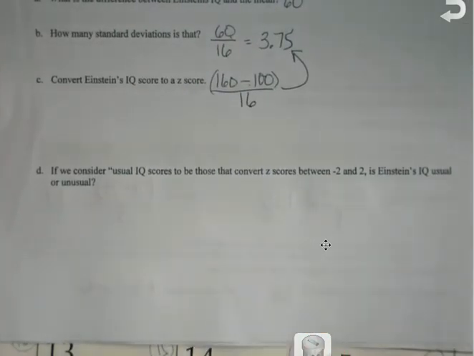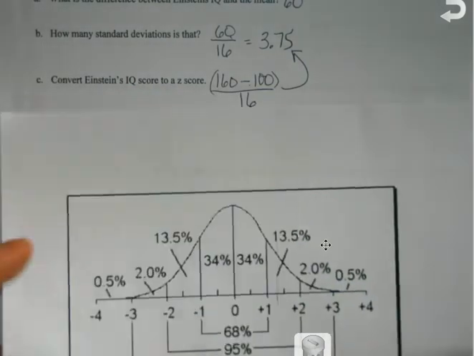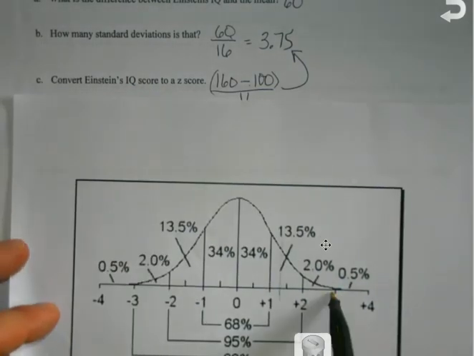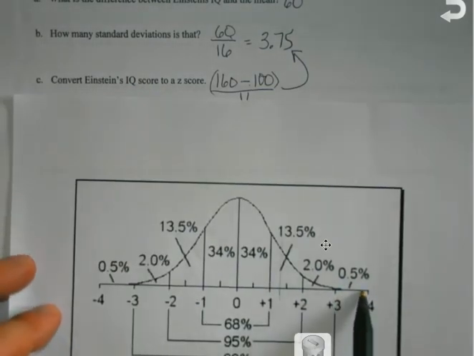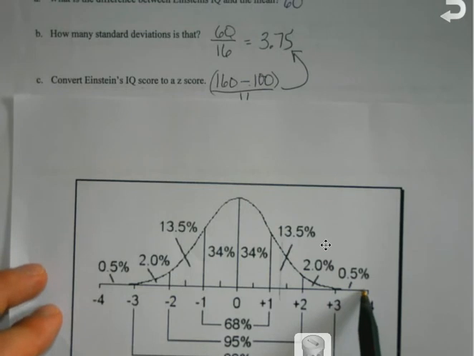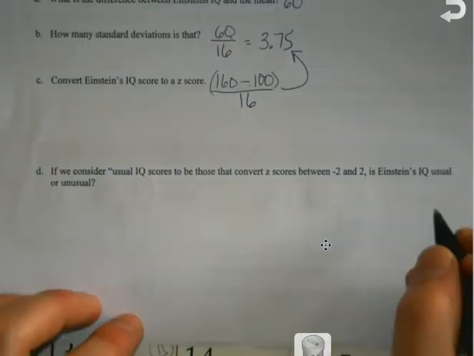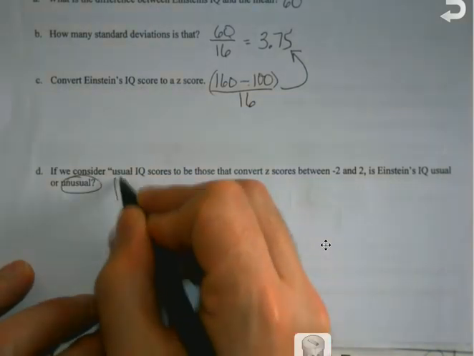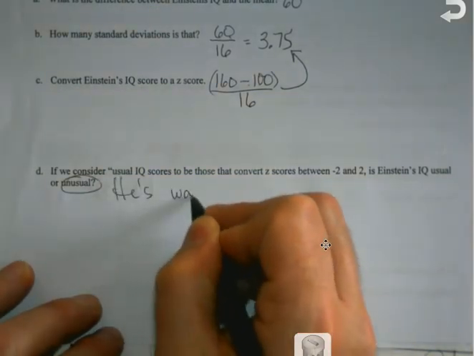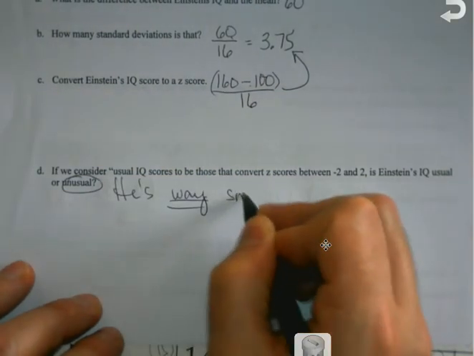Think about this for a minute. His z-score puts him almost out to 4 standard deviations. There's like a minuscule fraction of people that IQ-wise would be smarter than he is. So that's how it lets us compare people to each other. Is it usual or unusual? Unusual. He's way smart.